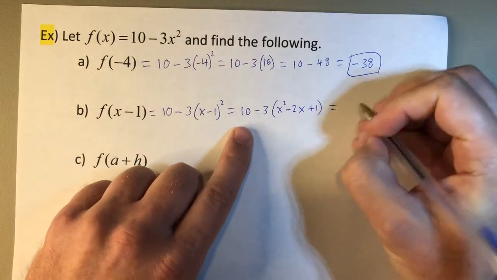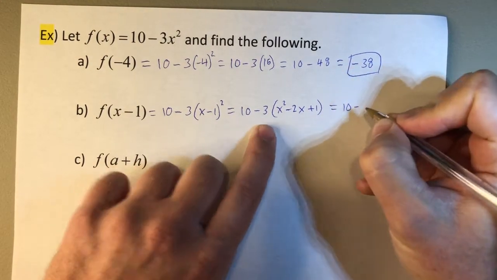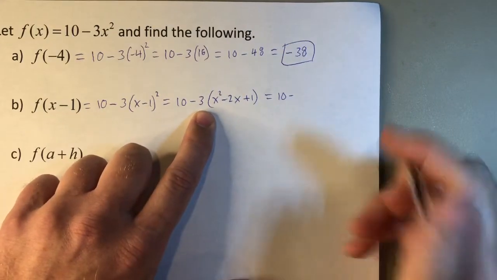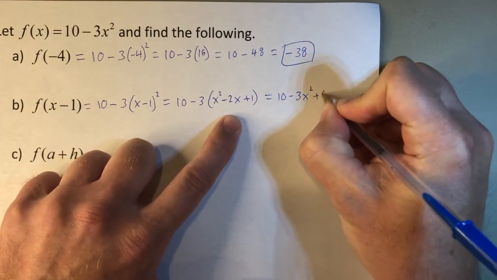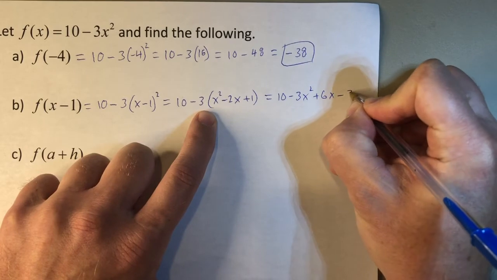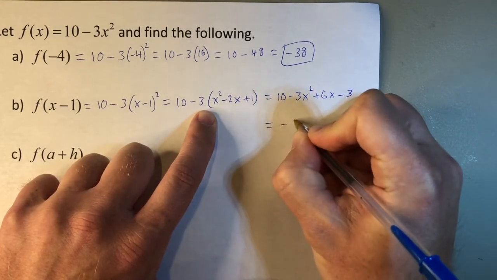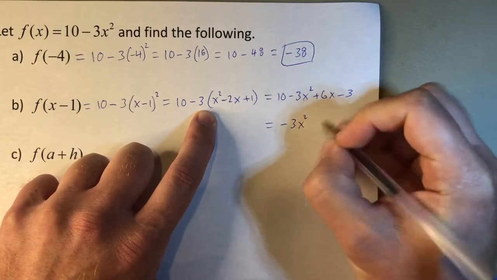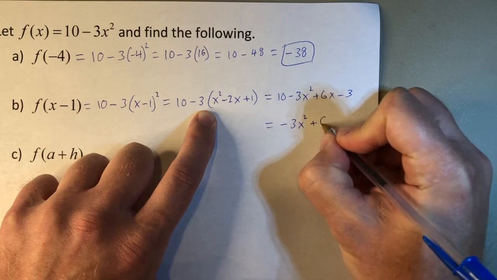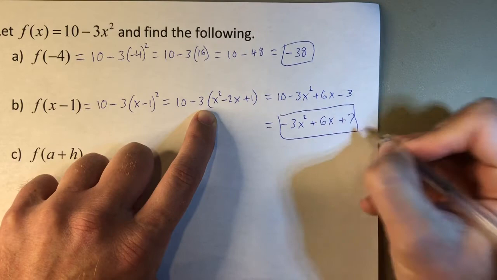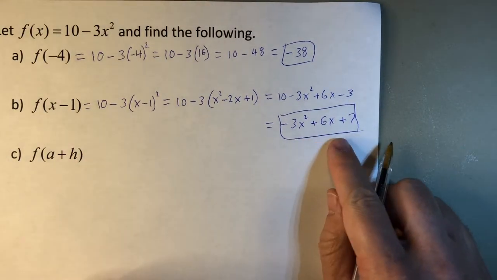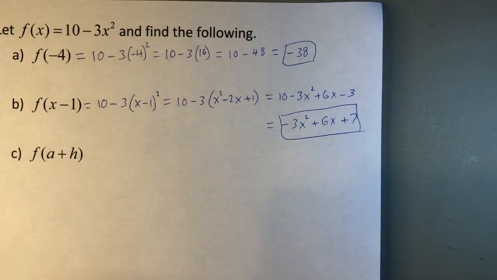And then you distribute the negative 3 through, and you get a negative 3x squared plus 6x minus 3, and then combine like terms if possible. So it is possible to do so here. And so your final answer is negative 3x squared plus 6x plus 7.